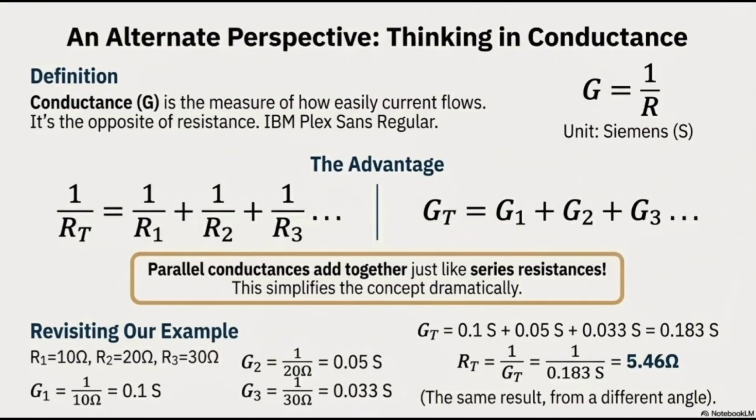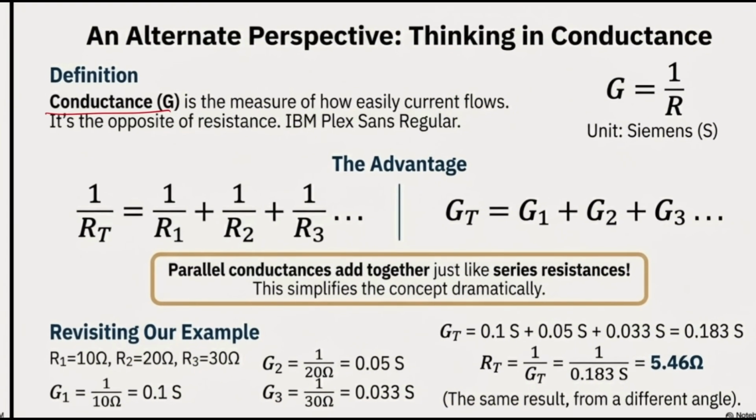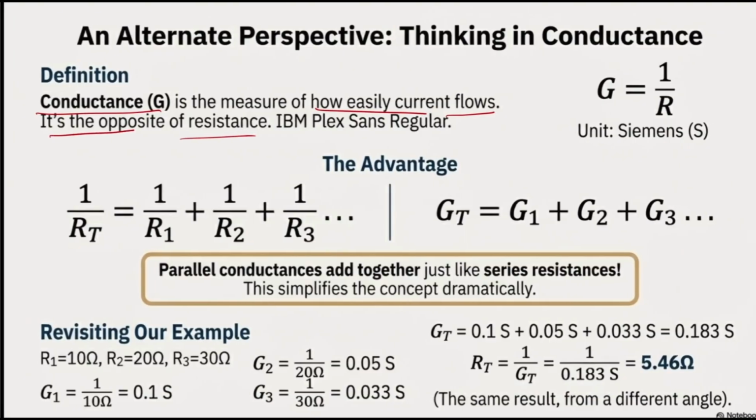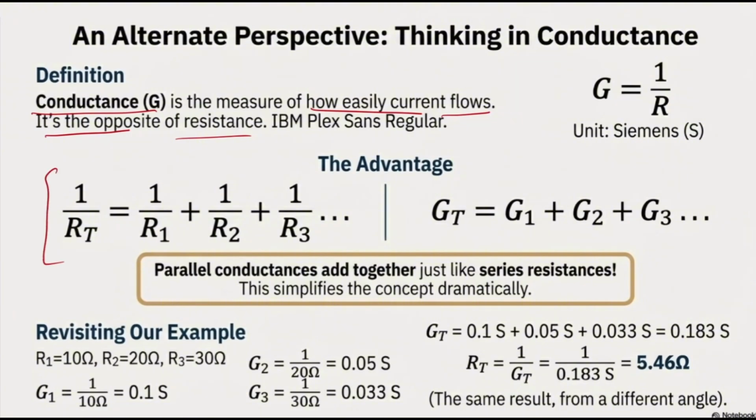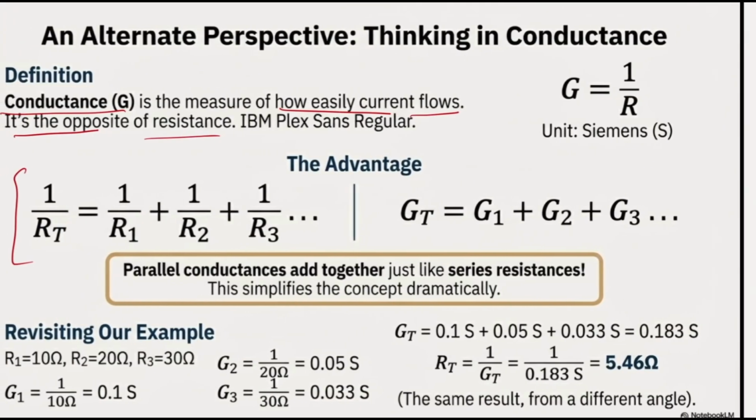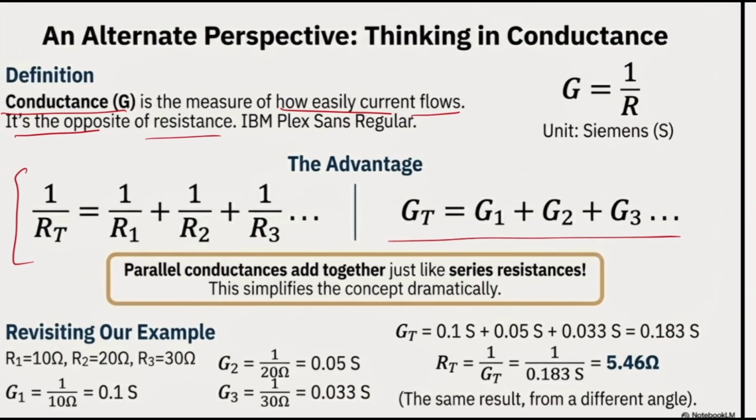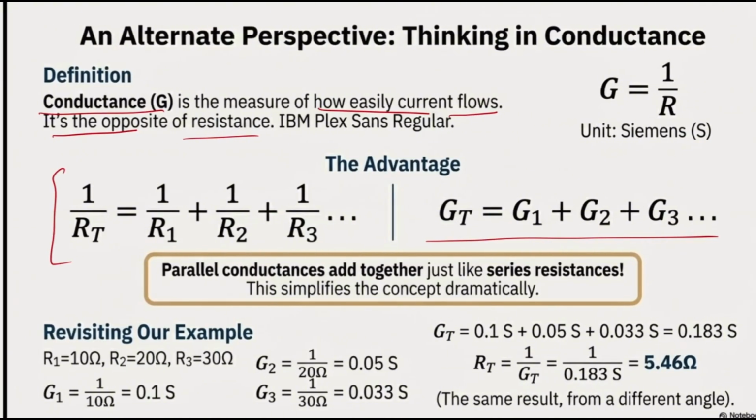So let's talk about it in detail. Again, definition: conductance, which is shown by G, is the measure of how easily or how well the current flows. It's the opposite of resistance, right? So at this point, when I had 1 over RT as 1 over R1 plus 1 over R2 plus 1 over R3, or any other component in parallel with that, GT is going to be simple, just like the resistances that you had in series. But at this point, we do have the reciprocal of that, right? So parallel conductances, we can add together just like series resistances. This simplifies the concept dramatically, right? Instead of doing everything, we can do this part.